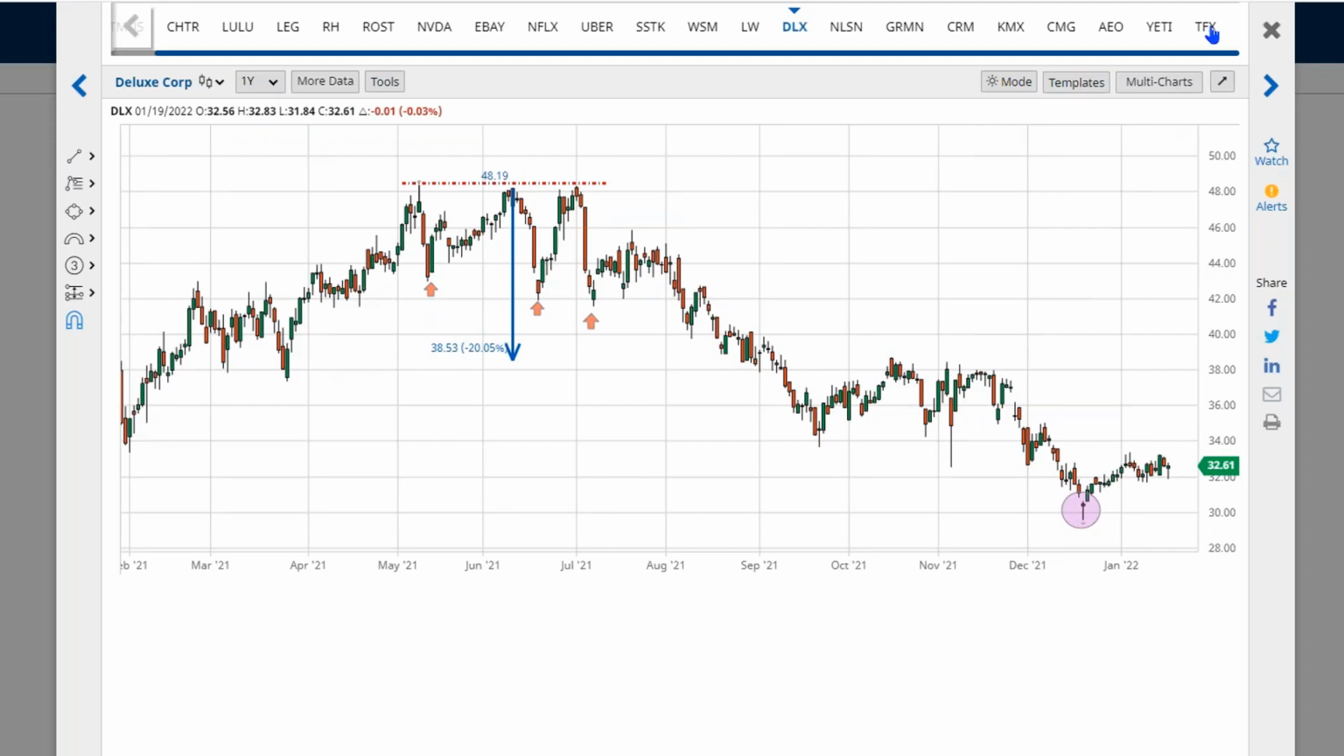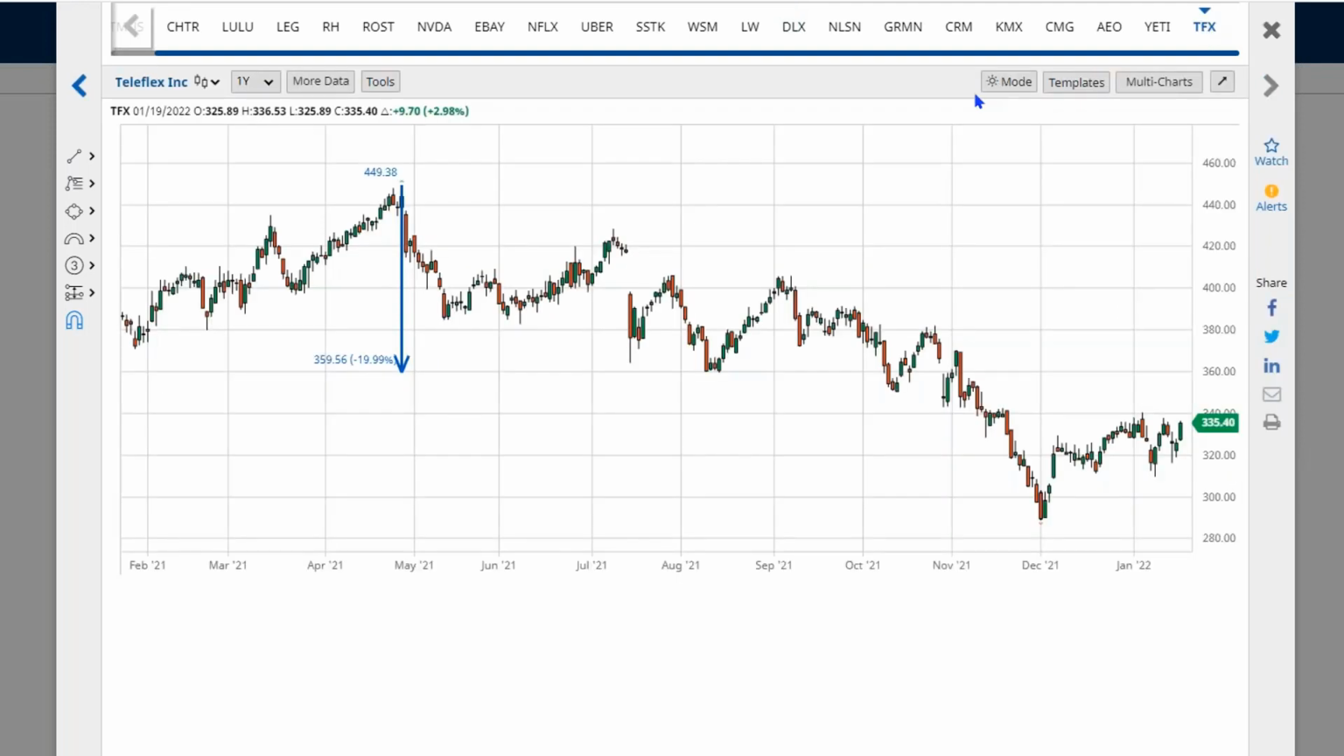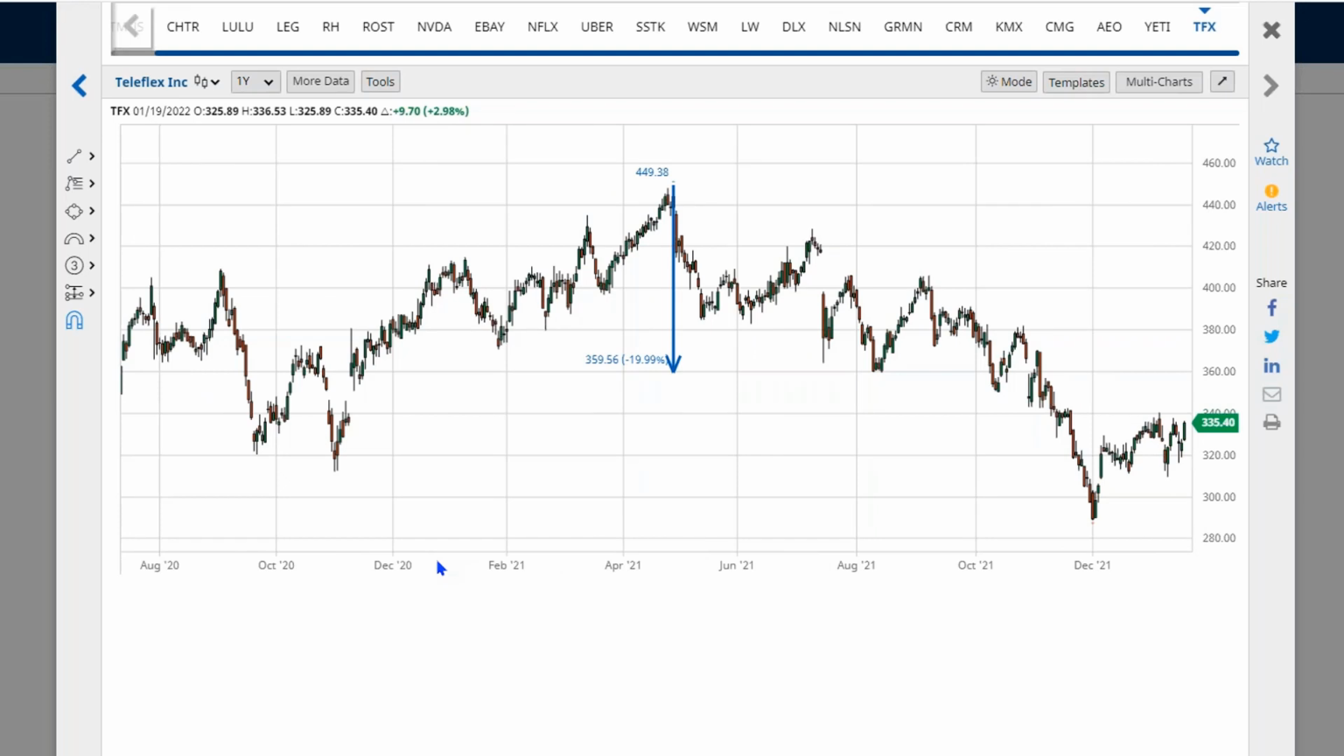And then finally, let's just end with one more, because I'm getting a little bit late here. I want to make sure that I get to a few more things. This is Teleflex. This is actually a medical device company. They make one-time use surgical materials. And again, you can kind of see our head and shoulders here. There's our neckline. There's our distribution, our trending phase, and there's that acceleration, that capitulation, and now we're kind of trading sideways.